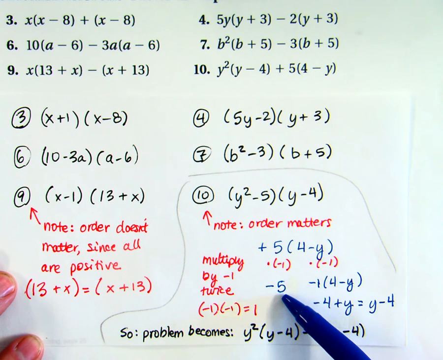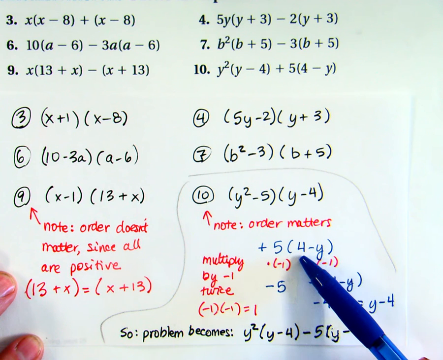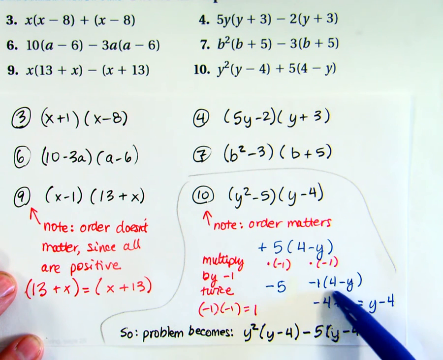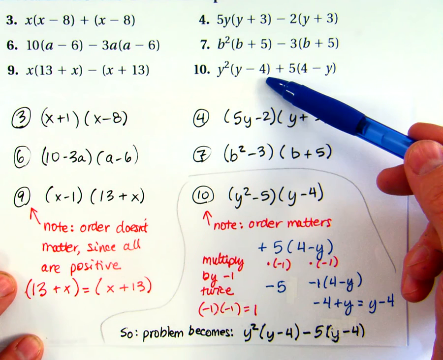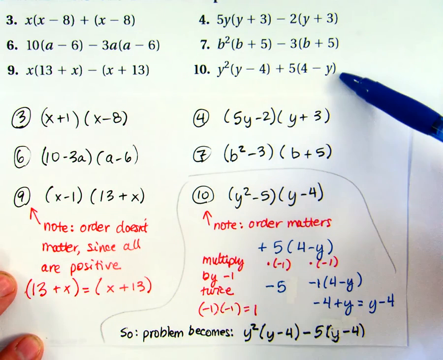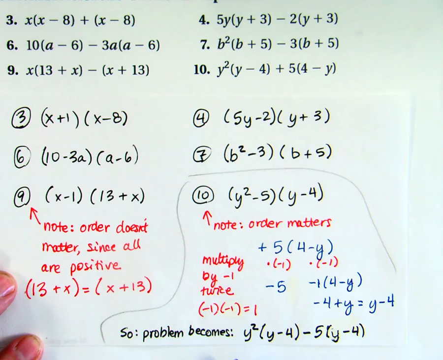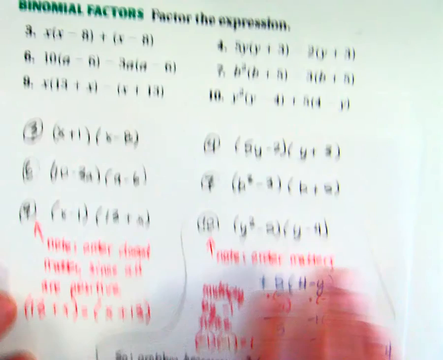5 times negative 1 is negative 5. 4 minus y times negative 1. When I distribute the negative 1 and rearrange it in descending order, I see that it's y minus 4, which is exactly what I want it to be. So now I have rewritten problem 10 like this. And the portion in parentheses to be the factor that's removed is y minus 4. And it works just the same as the others that you've done. Okay.